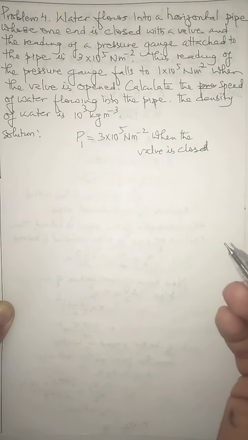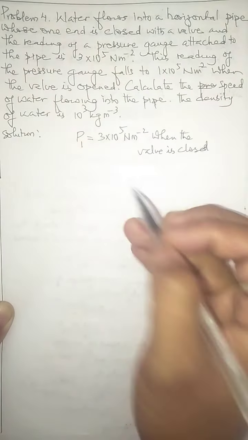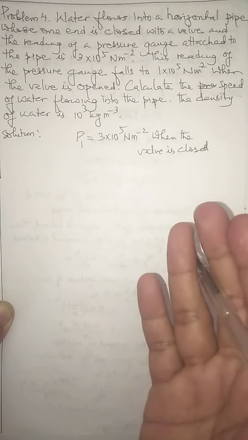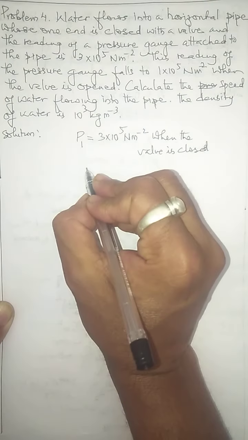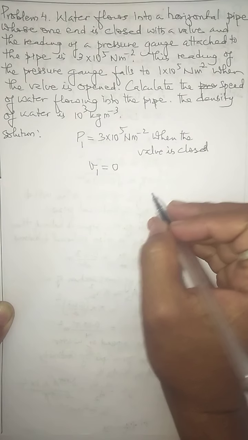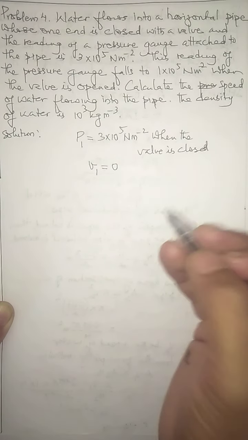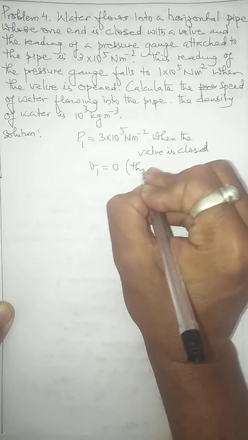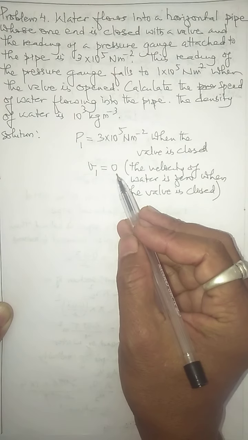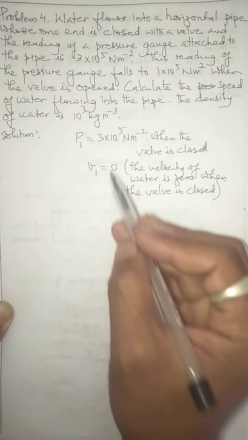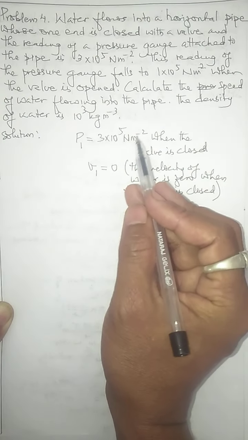Now when the valve is closed, the water is inside the pipe only, so in that case the water is basically at rest. When the water is at rest, the initial velocity of water becomes 0. That means when the valve is initially closed, B1 is 0, the velocity of water is 0, because the valve is closed. At that time the pressure is 3 into 10 power 5 Newton per meter square.